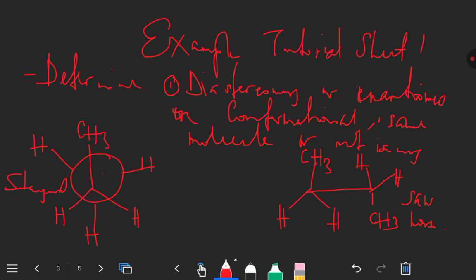Okay, let's look at these two structures. We are determining whether they are diastereomers, conformational isomers, the same molecule, or not isomers at all. If we look at this structure, we have a methyl group there. Even on this side we have a methyl group. In fact, here it has to be a methyl.